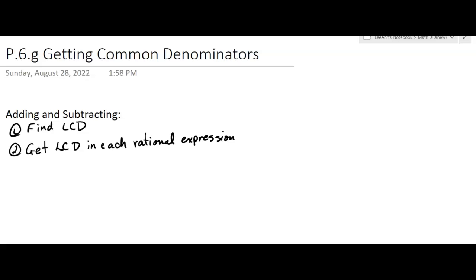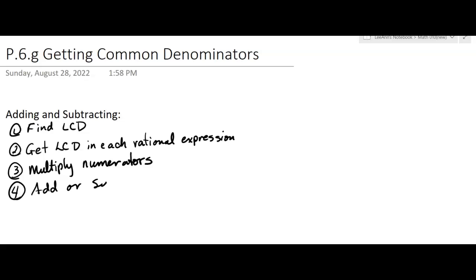Okay, and then third, you have to multiply the numerators. I would say that's the sticky point for students. They're thinking they don't have to do that, and that's going to be a problem. Then you're going to do the adding or subtracting. And then you're going to simplify, if possible. Sometimes you can't simplify, but if possible. Okay, so those are kind of the steps.